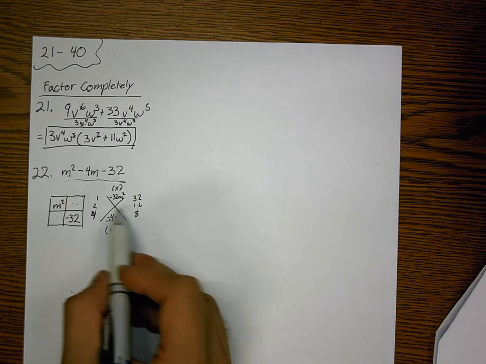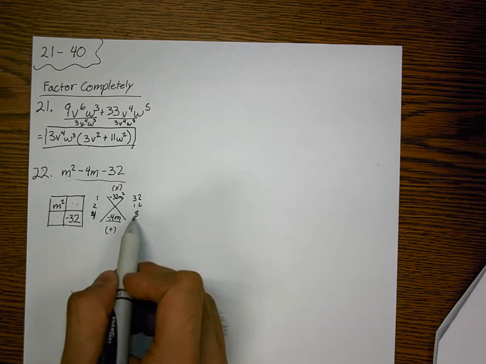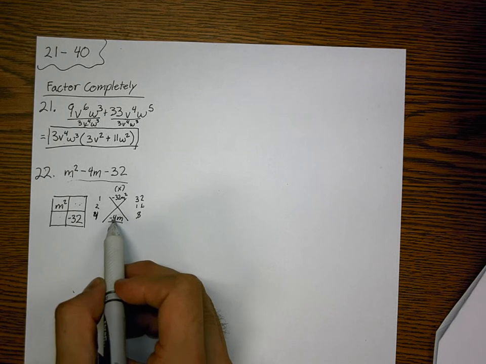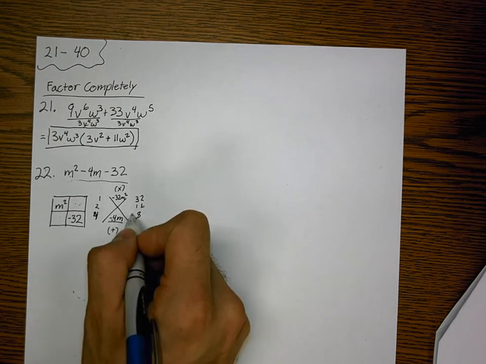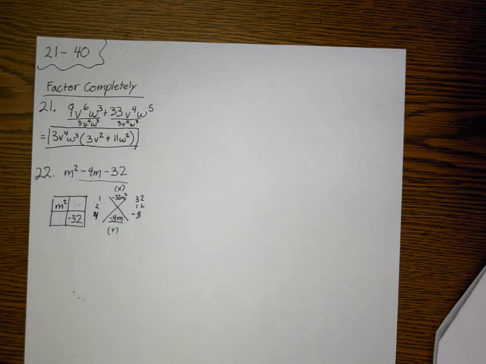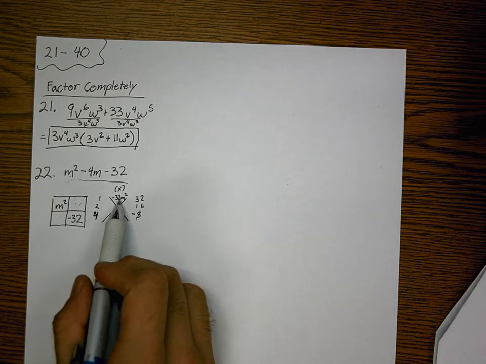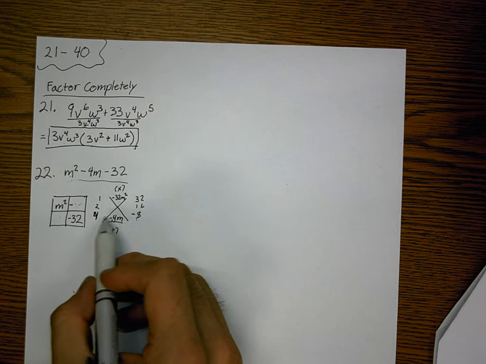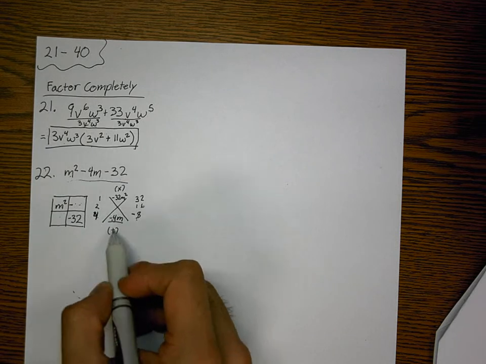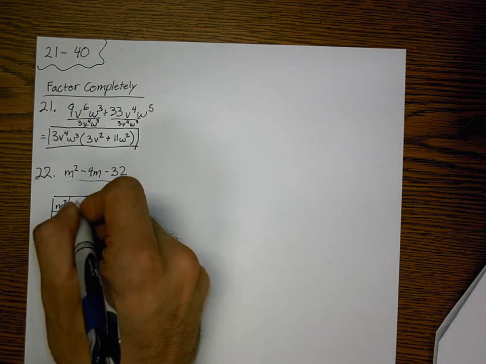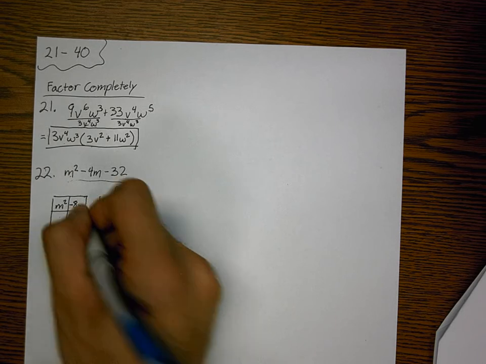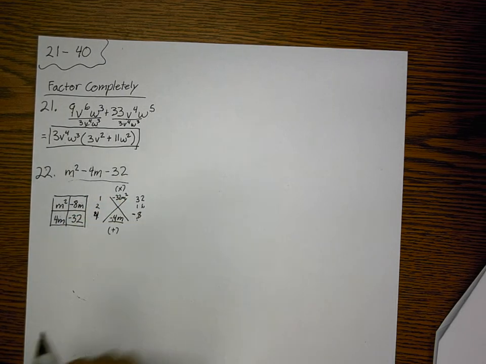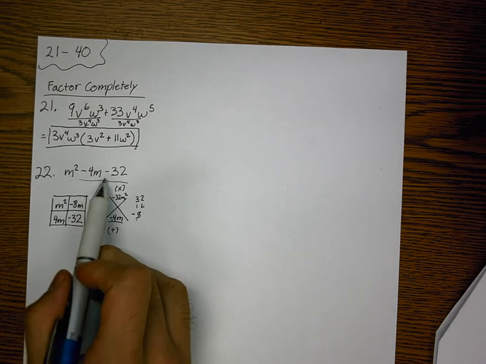So I look for the ones that are separated by 4. That would be 4 and 8. And which one would have to be negative to add to negative 4? That would be 8. So negative 8 times 4 is negative 32. And 4 plus negative 8 is negative 4. So we have negative 8m and a positive 4m. That's where the negative 4m came from, right here.